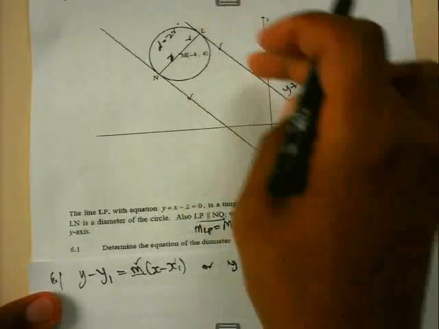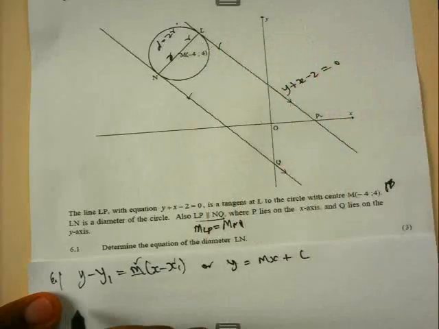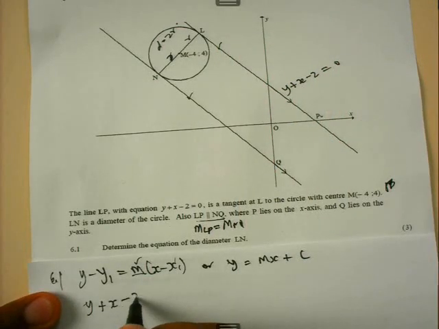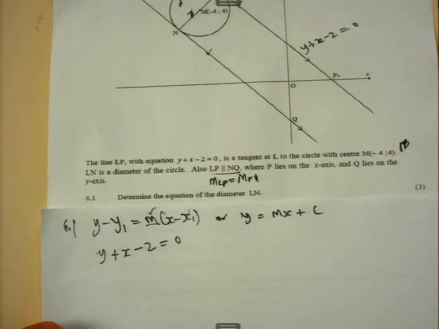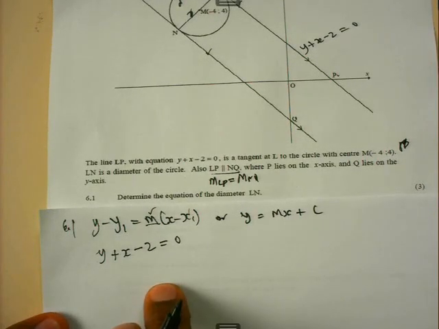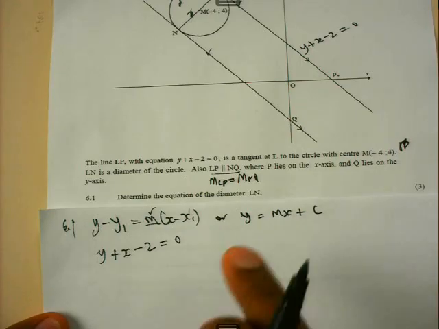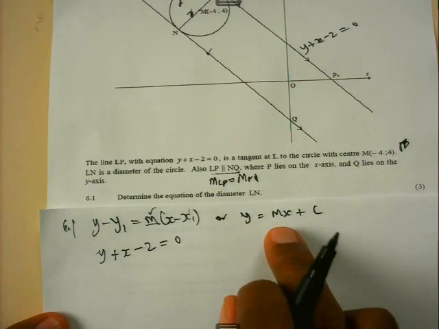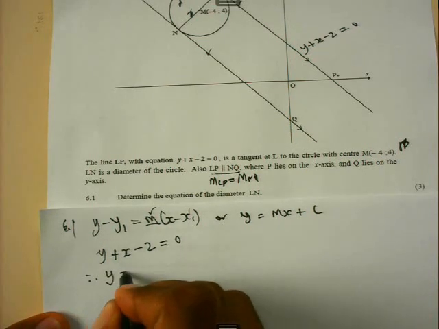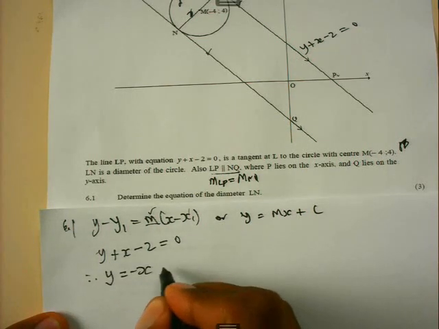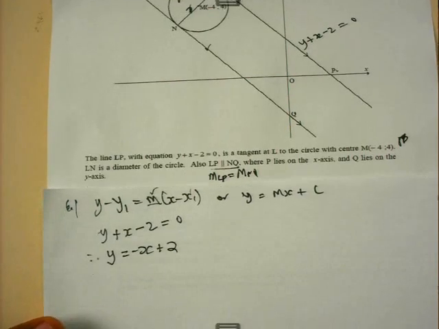We have the equation of the tangent LP, which is y plus x minus 2 is equals to 0. Then, the first thing that we need to do is to write this equation in the standard form. We must write it as y is equals to mx plus c. Therefore, we are going to have y is equals to minus x plus 2. Now you can see we have our equation in the standard form.